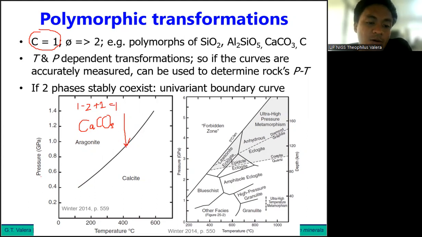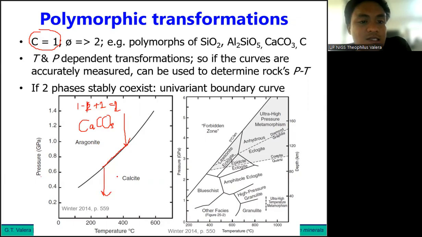As you go down, so as you further decrease the pressure, it must follow itong line na to, univariate curve, until maubos completely yung aragonite, in which case, pag ubos na yung aragonite, yung number of phases mo na is reduced to 1. So 1 minus 1 plus 2, your degree of freedom becomes 2 again, so you can go down again.